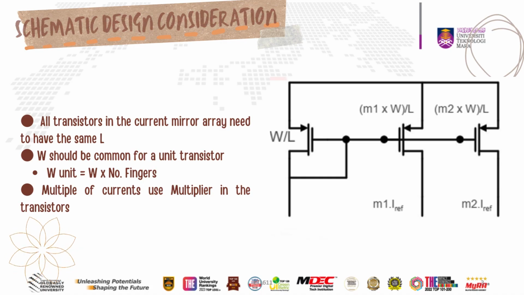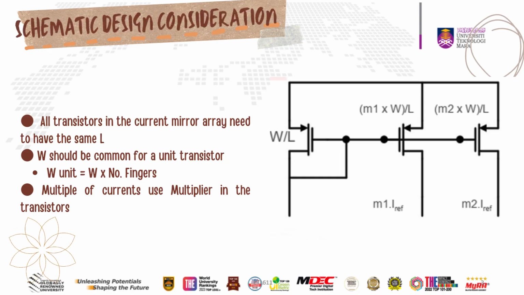So the second one, the common W: the width W should be common for all unit transistors in the array. The W value is determined by the number of fingers: W equals W times number of fingers. So current scaling: multiples of current can be obtained by using a multiplier in the transistor. This allows the current to be scaled up or down as needed depending on the circuit's requirement. So there are times you will use the number of fingers, and there are times you will use the multiplier, depending on what you are trying to achieve.